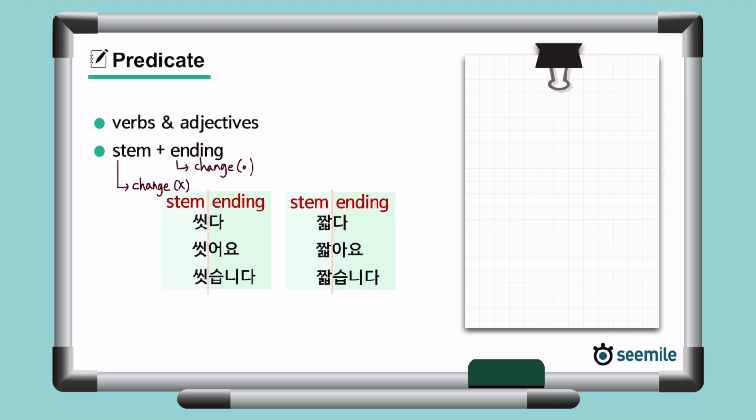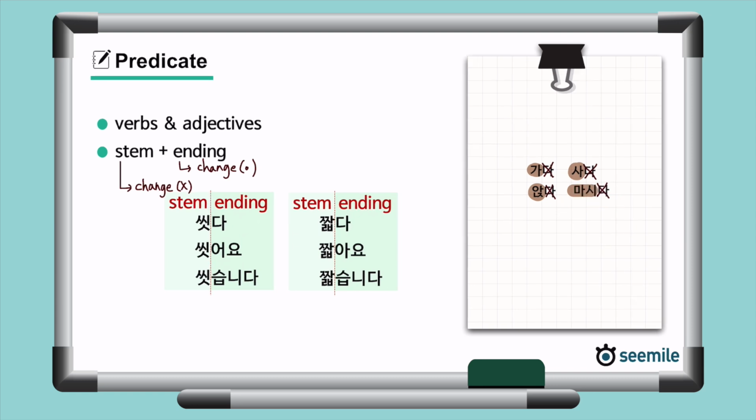Let's practice. What is the word stem of 가다? Just delete 다. Yes, 가. How about 사다? 사. 앉다? 앉. 마시다? 마시. Good job! Now you're ready to learn a new grammar point. Then let's watch what we can learn from Adam and her friends about the topic of food.